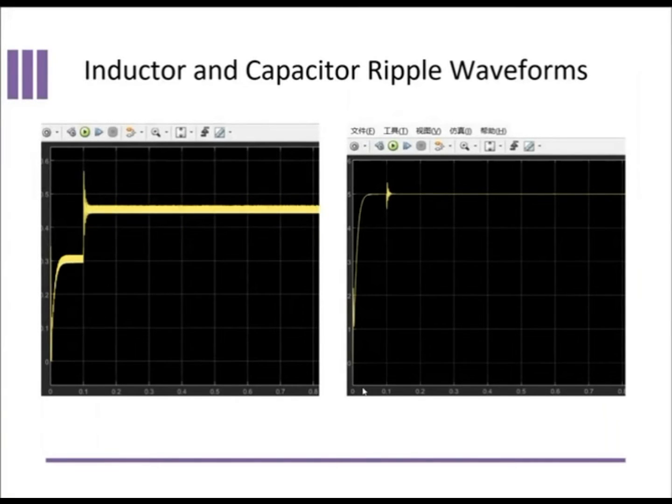These are the ripple waves of the inductor and the capacitors. They are indicating a significant effect in suppressing current ripple and a strong ability to suppress output voltage ripple, and the overall circuit stability is good.